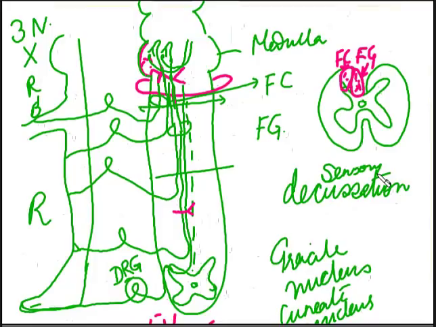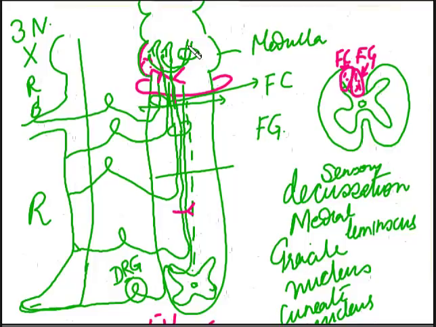Once they cross over and are traveling on the opposite side, they form a tract all together. You don't have a separate one for the upper limb and a separate one for the lower limb. They all join together, and this tract which is formed here is known as the medial lemniscus. So all the way here, it was known as dorsal columns in the spinal cord. It goes into the medulla and then forms the medial lemniscus. Now let's see what happens from here on.